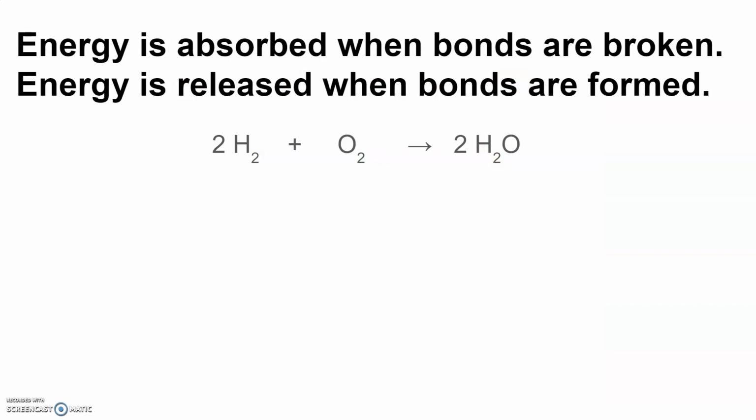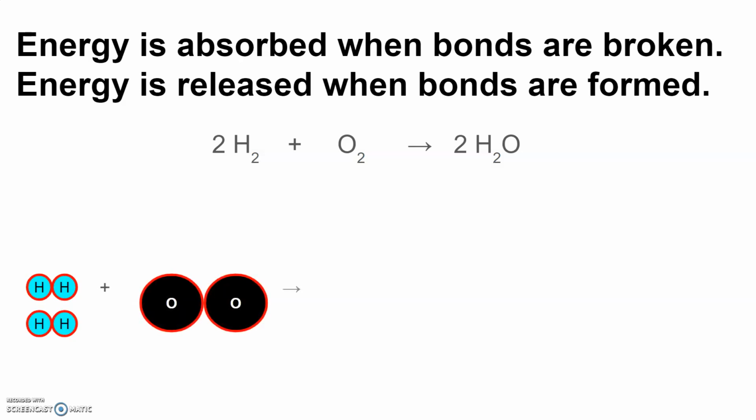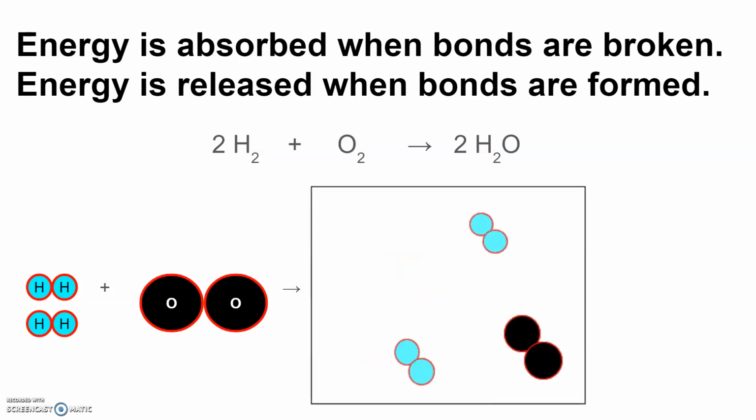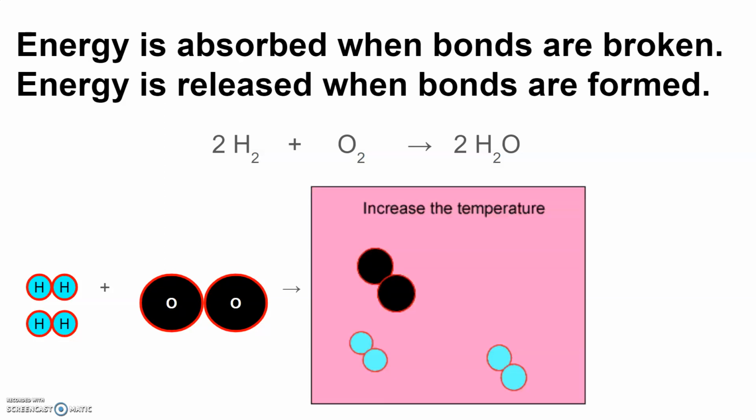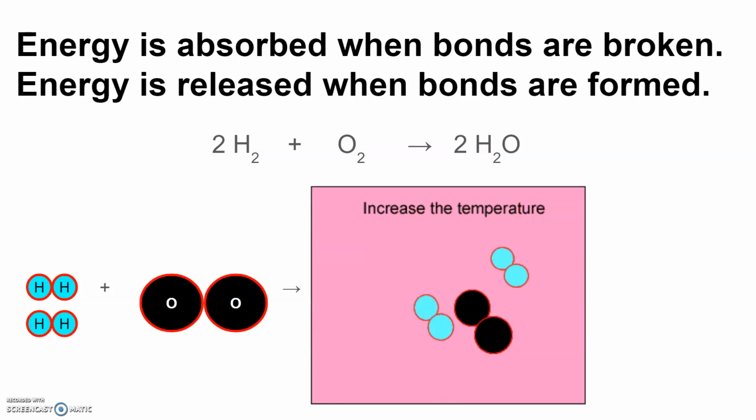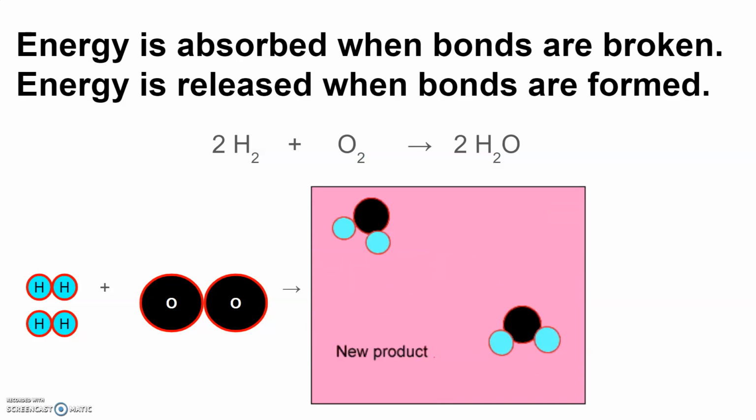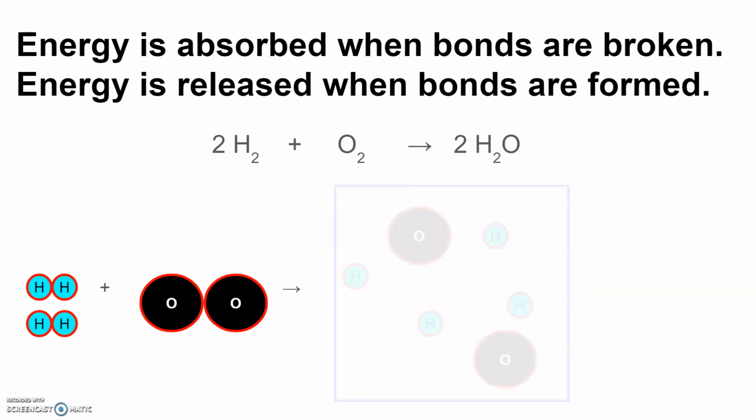The main thing is that energy is coming from the breaking and forming of bonds. So energy is absorbed when bonds are broken. So when you break bonds, that requires energy and has to be absorbed. On the other hand, when bonds are formed during a chemical reaction, energy is released. So if we take, for example, hydrogen and oxygen coming together to make water, first bonds are broken, and that requires energy. And then when the new bonds are formed, that will release energy.